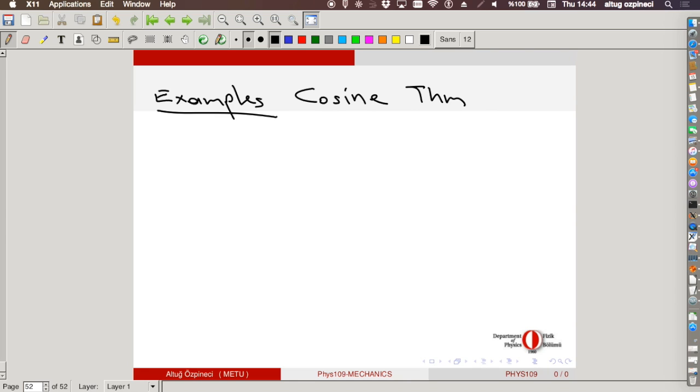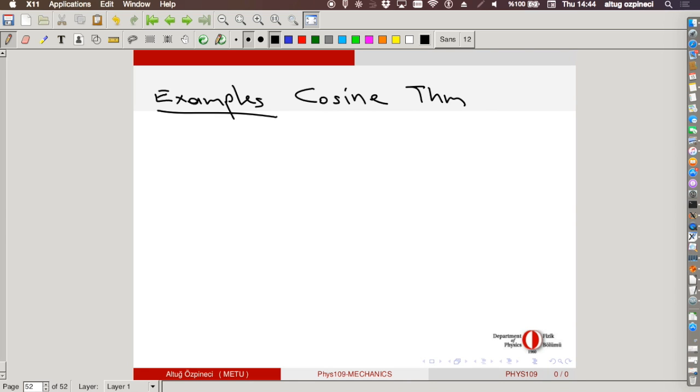Okay, let's derive it. You will see that if you want to derive it without using vectors, it takes pages. But once you get used to using vectors, it's just a couple of lines. So you don't have to memorize the cosine theorem. You can just derive it.